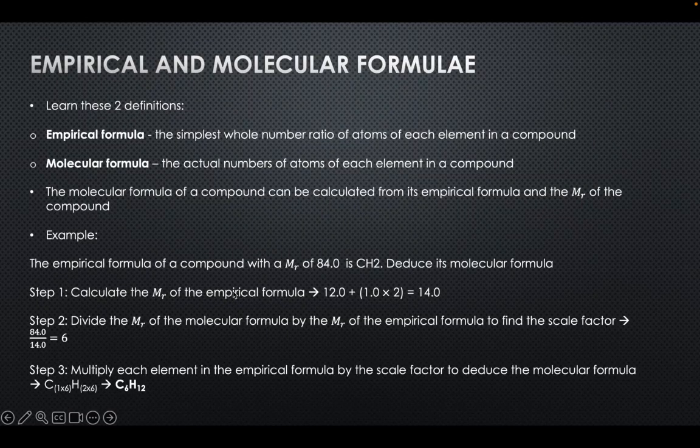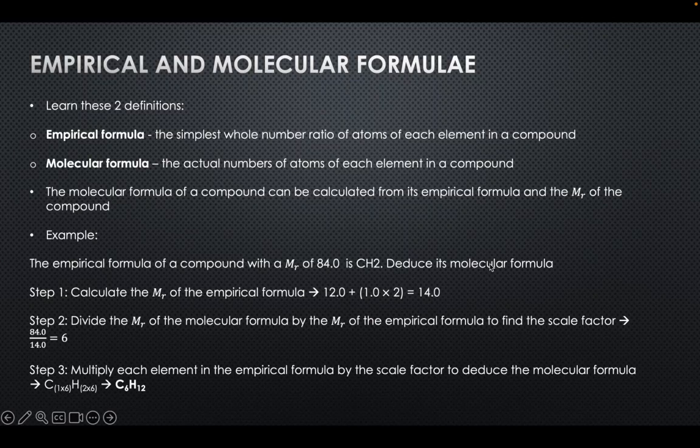So now for empirical and molecular formulae. Another two definitions you need to know: empirical formula, which is the simplest whole number ratio of atoms of each element in the compound, and molecular formula, which is the actual numbers of atoms of each element in the compound. The molecular formula of a compound can be calculated from its empirical formula and the Mr of that compound. So here's an example. The empirical formula of a compound with an Mr of 84 is CH2.